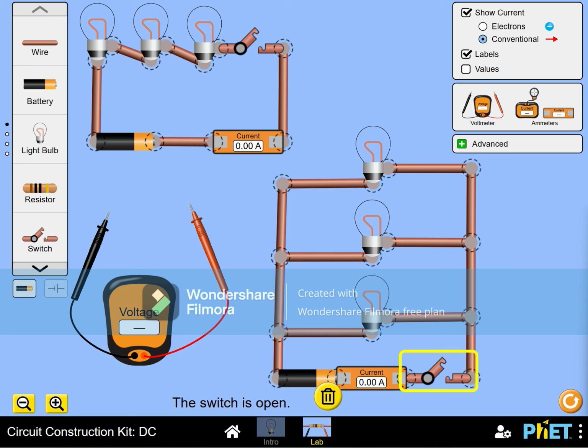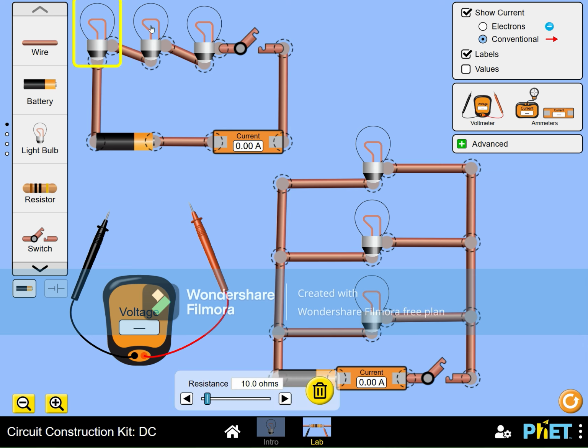So our first one, our series circuit. Right here, we've got a bulb at 10 ohms. We've got a bulb at 20 and a bulb at 30. Which of the 3 bulbs should shine the brightest?